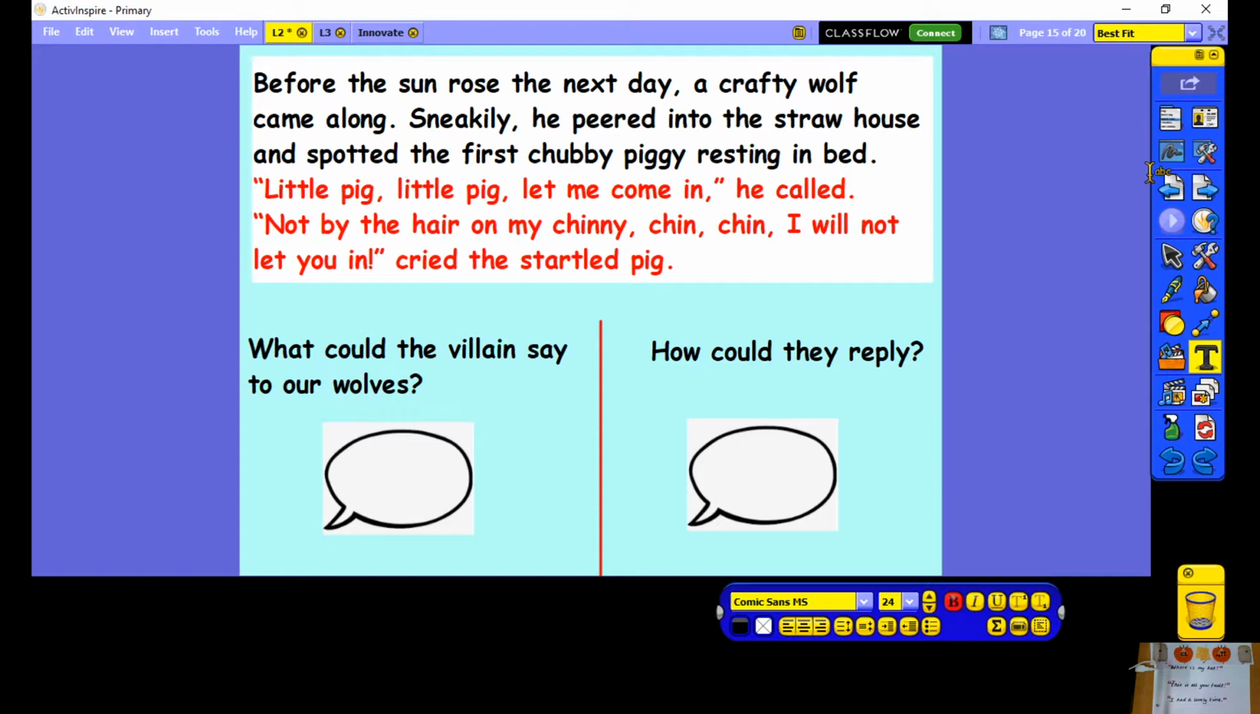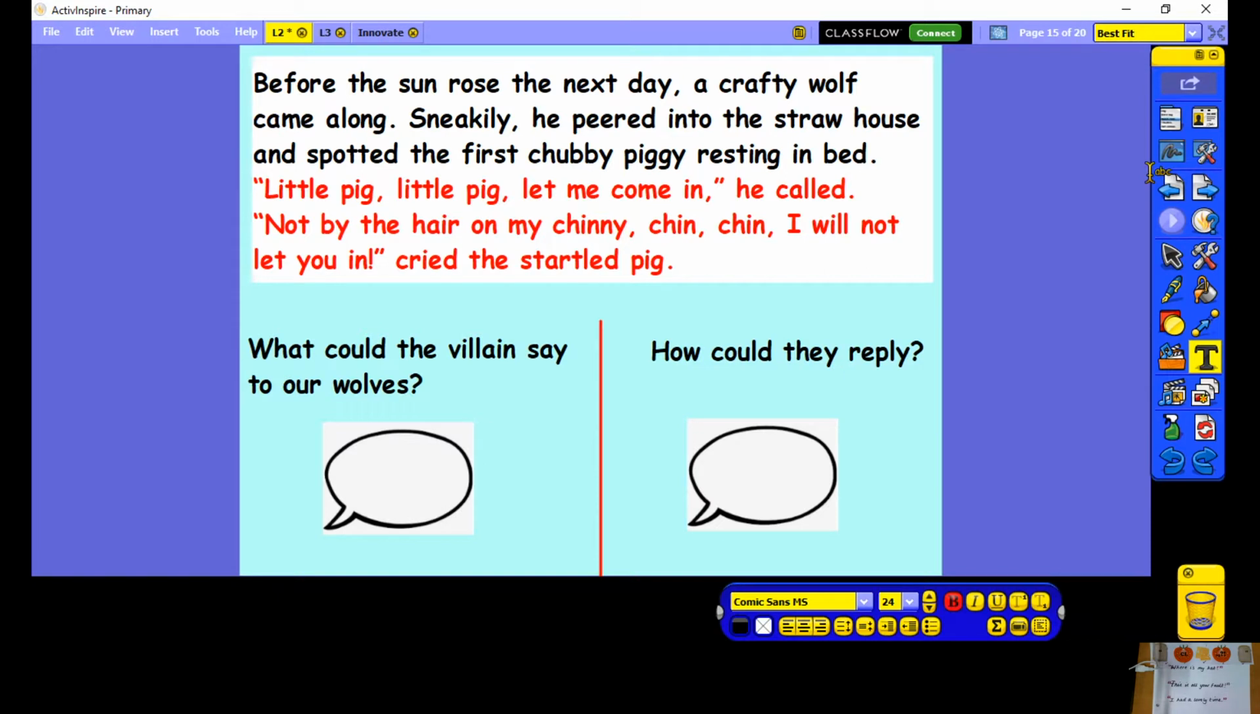Let's have a think about what speech was used in the original story. Before the sun rose the next day, a crafty wolf came along. Sneakily, he peered into the straw house and spotted the first chubby piggy resting in bed. "Little pig, let me come in," he called. "Not by the hair of my chinny chin chin, I will not let you in," cried the startled pig.